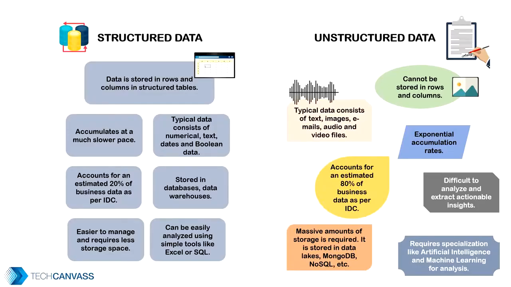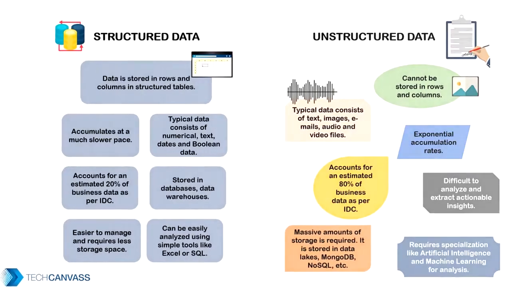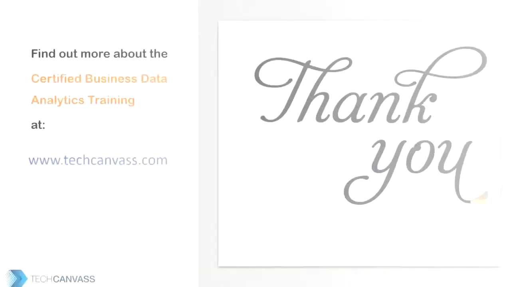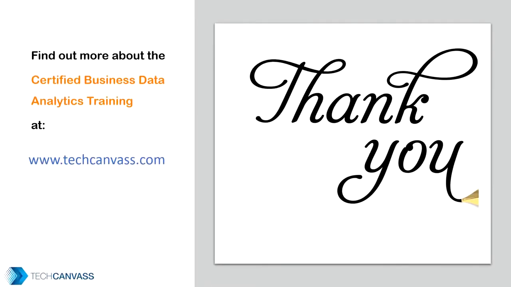To give you a visual clarity, you can see how the left side has well-arranged and fixed formatted tiles. This is structured data. On the right, you can see that tiles' shape, size, and arrangement for unstructured data have no particular format. I hope you enjoyed this video and can now confidently identify the differences between structured and unstructured data.